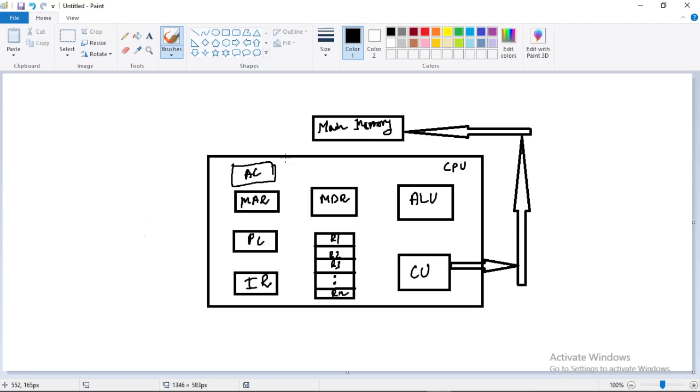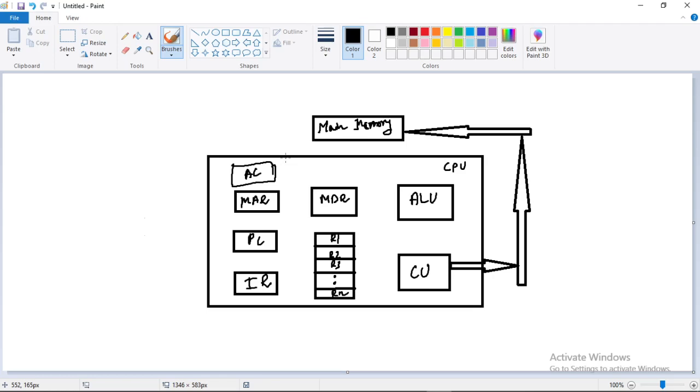Now you can write another point. Modern CPU architecture tends to use more general purpose registers, so that data accessing, that means data retrieval, and data processing by the CPU can be done in a convenient and efficient way.